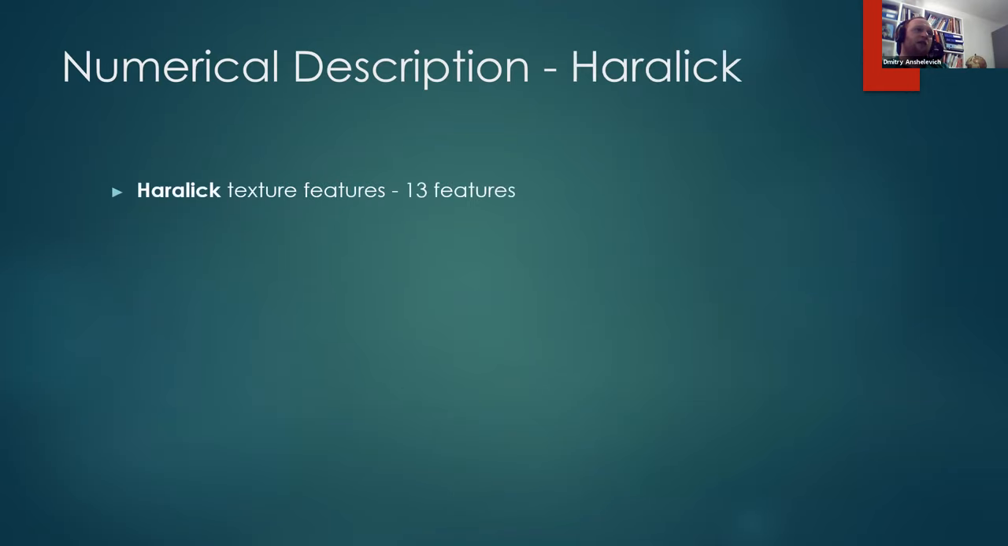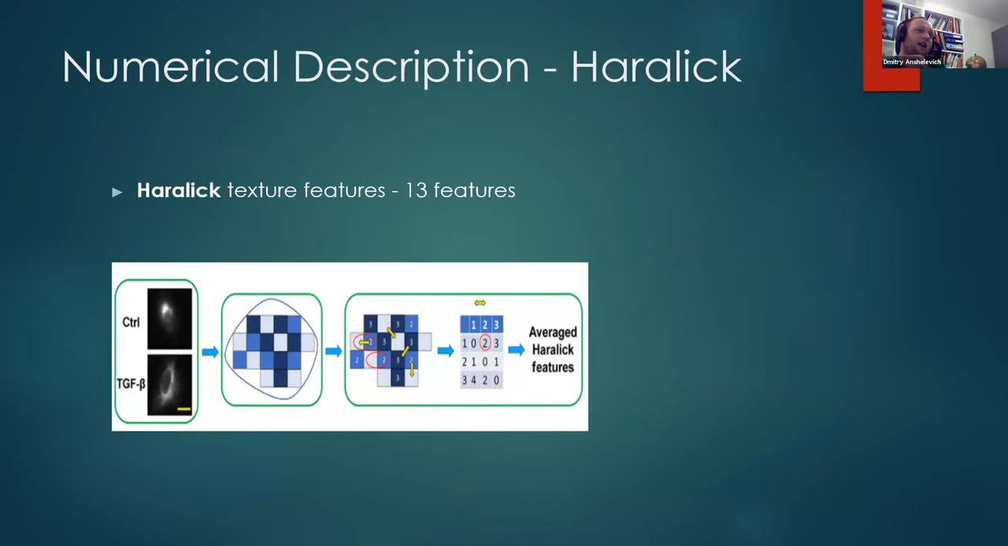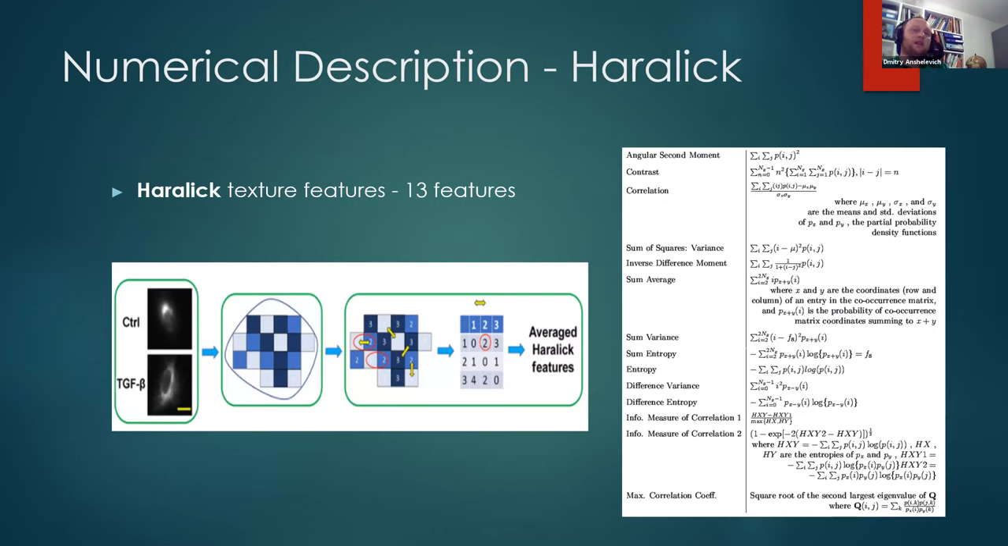After this, we use Haralick texture features. These Haralick features show you the contrast between the pixels, how much black or white there is around the pixels compared to the pixel itself. And after you compute it, you can calculate 13 and another 13 different features.